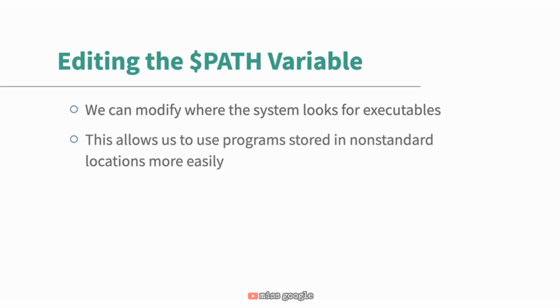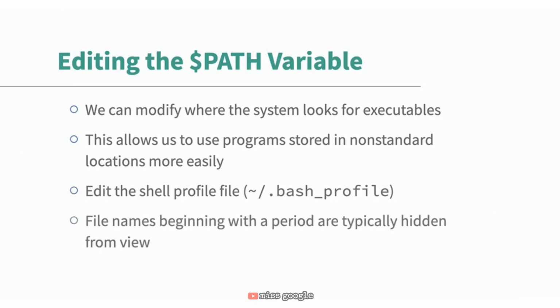To add something to the path variable, we can edit our shell profile, which is a hidden file in the home directory. In Bash, the place we make changes to the shell profile for our own user is the .bash_profile file in our home directory. Files whose names begin with a period character are usually hidden from view when listing a directory, but they're the same as other files except for that.